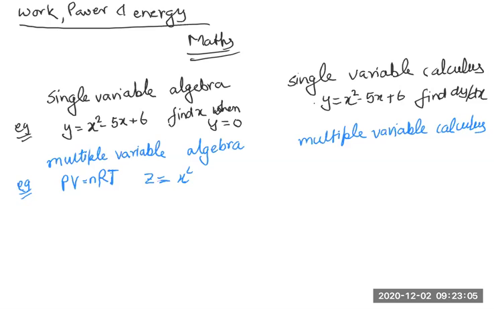Z is equal to x square plus y square. ये multivariable algebra. Right? अब multivariable calculus कैसा होता है? I will not write down here because you don't know. And we are going to discuss this. Unfortunately, we are going to discuss multivariable algebra, but at the end of this chapter only, right?